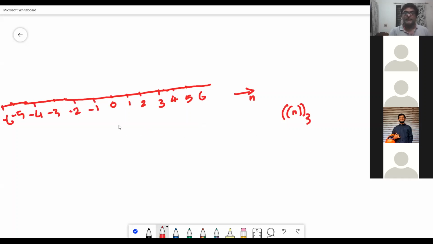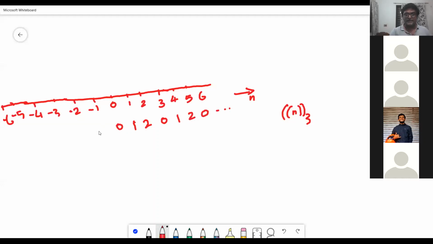So what is 0 modulo 3? 0. 1 modulo 3 would be what? Please tell me. Remainder of 1 divided by 3 is? Anyone? 1, sir. 1. Otherwise I will understand that all of you are sleeping. So this would be 0, 1, 2 modulo 3 would be 2. What is 3 modulo 3? 0. This is again 1. This is 2. This is 0, etc.